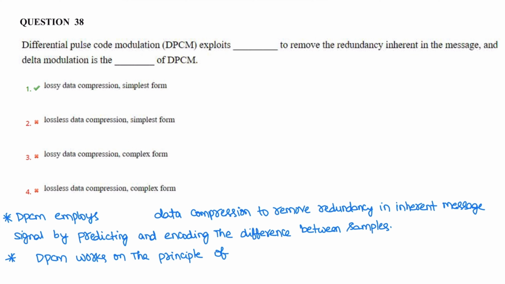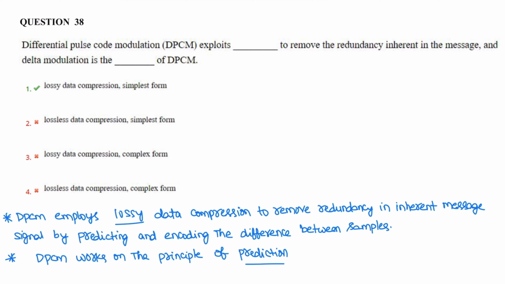Next. So differential pulse code modulation employs lossy data compression to remove redundancy in the inherent message by predicting and encoding the difference between the samples. Differential pulse code modulation works on the principle of prediction. So delta modulation is an easy way of differential pulse code modulation, or the simplest form of differential pulse code modulation, that uses a one bit data stream to transmit the information. In the delta modulation technique, the difference between consecutive samples is encoded into an n-bit data stream.